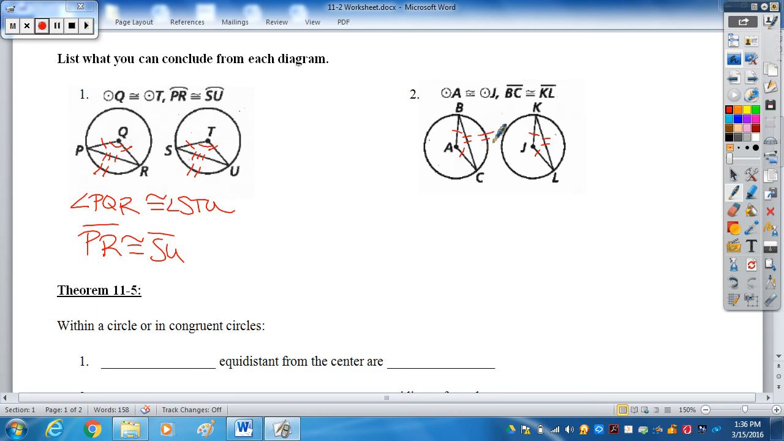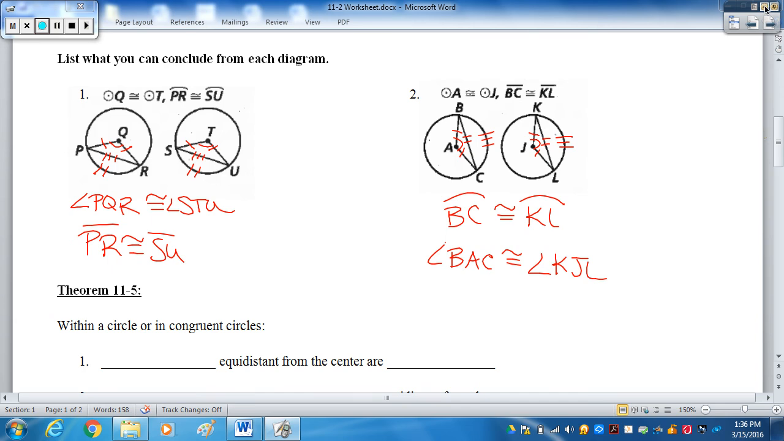So I'm going to put down arc BC is congruent to arc KL. Okay? And I also know that angle BAC is congruent to angle KJL. All right? And so again, just trying to reinforce that those three play nice together. They all have a relationship to one another.